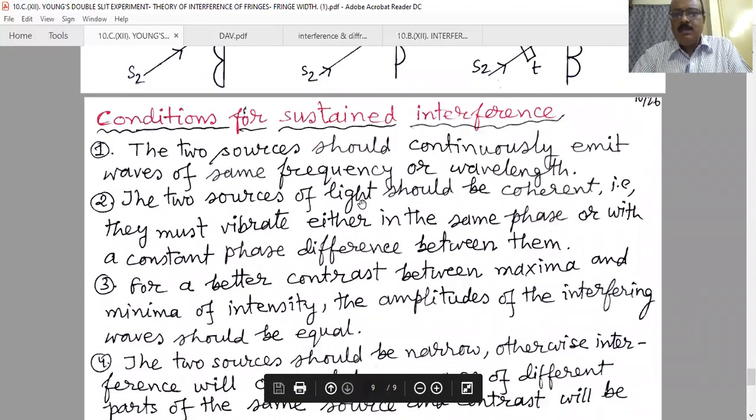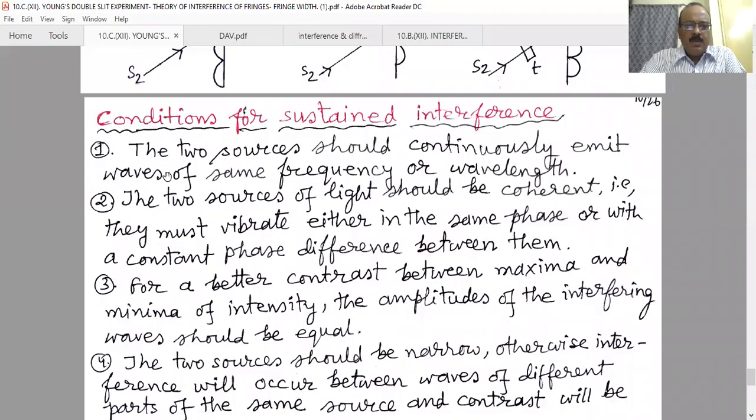Conditions for sustained interference. Now our next topic. What are the conditions for sustained interference? Sustained interference means the interference that will remain sustained and can be seen for a long time. Number one, the two sources should continuously emit waves of the same frequency or wavelength. That is also the basic condition for two coherent sources.